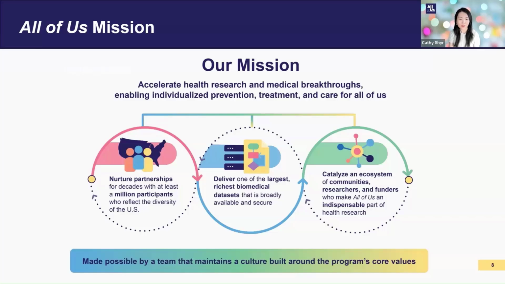The first pillar is to build and nurture enduring partnerships with at least 1 million participants who reflect the diversity of the US. The second pillar is to build and deliver one of the largest and richest biomedical data sets and make that broadly accessible to researchers and users like you. And last but not least, the last pillar is to catalyze an ecosystem of communities, participants, researchers, and funders who will make All of Us an indispensable part of health research for years to come.